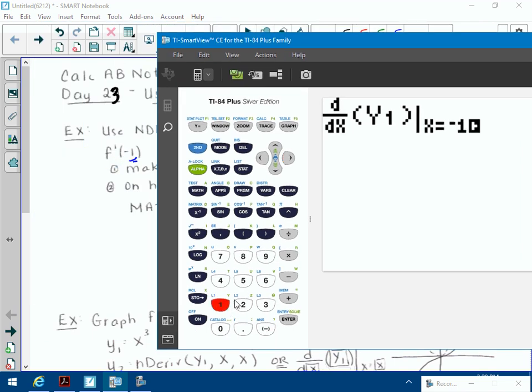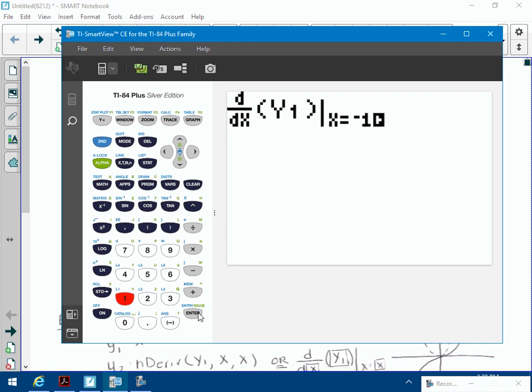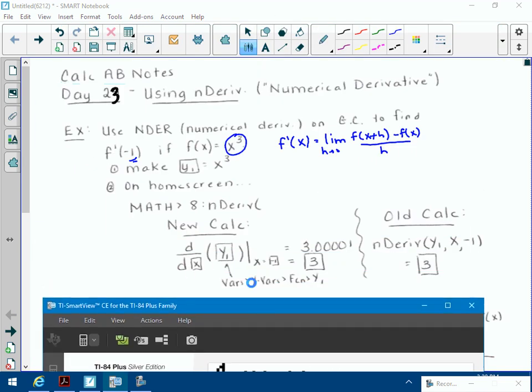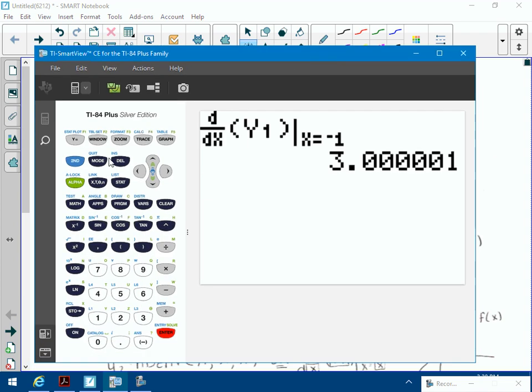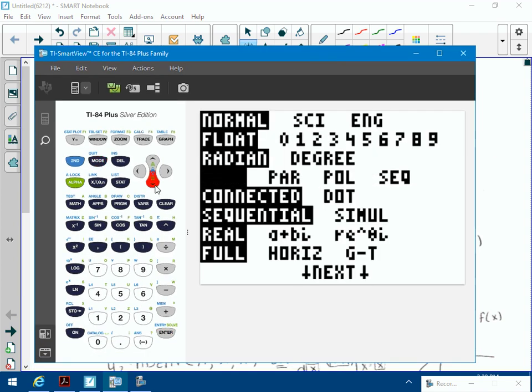So I put -1 in here, and we get 3.000001, which is just a rounding error. The answer is really 3. Okay, so that's what it looks like on the new calc. The answer is 3. If you have an old calculator, let me change this to old calculator mode quick.